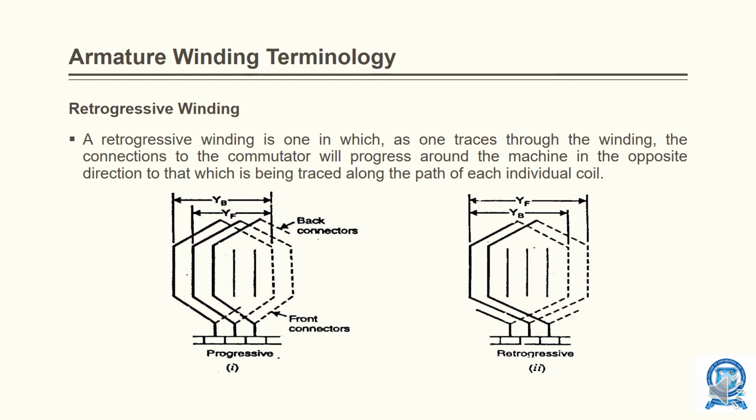Regressive winding. Regressive winding is one in which, as one traces through the winding, the connection to the commutator will progress around the machine in the opposite direction. Progressive means same direction; here it is the opposite direction to which is being traced along the path of the individual coil.